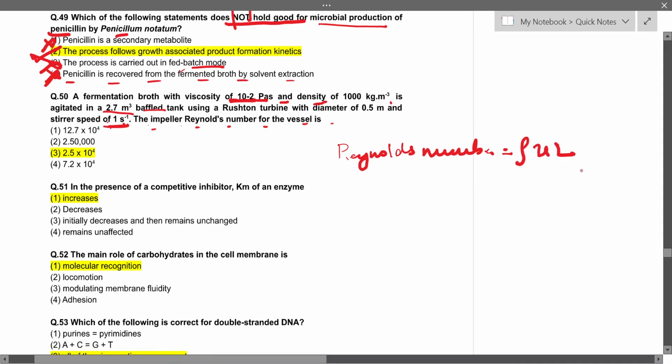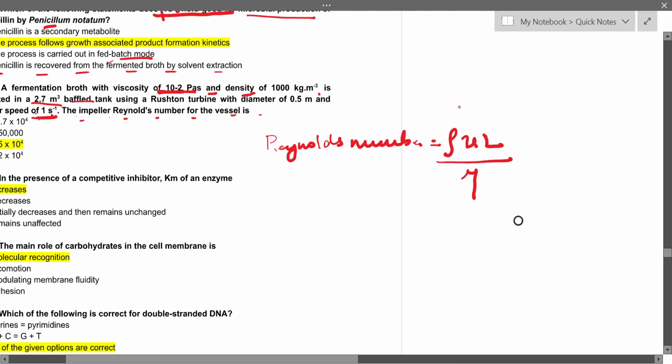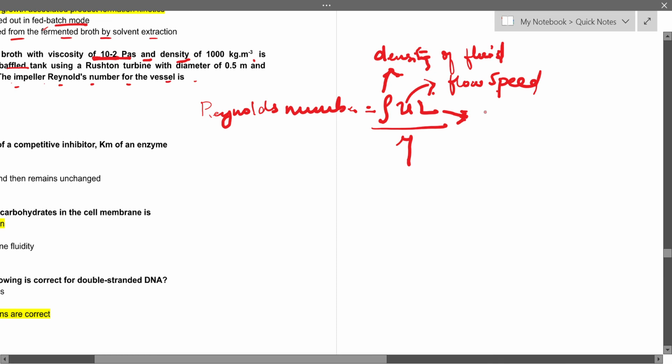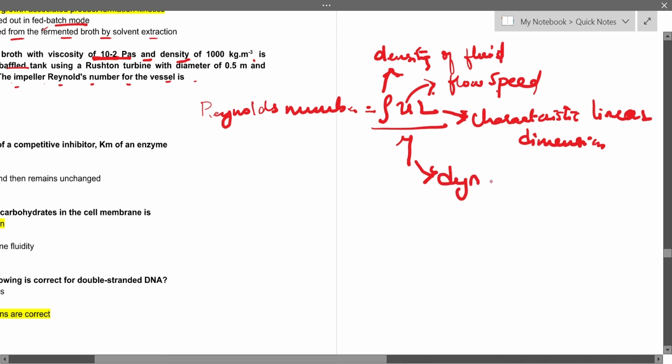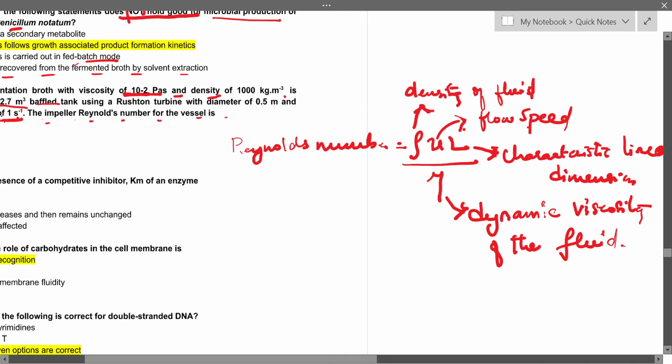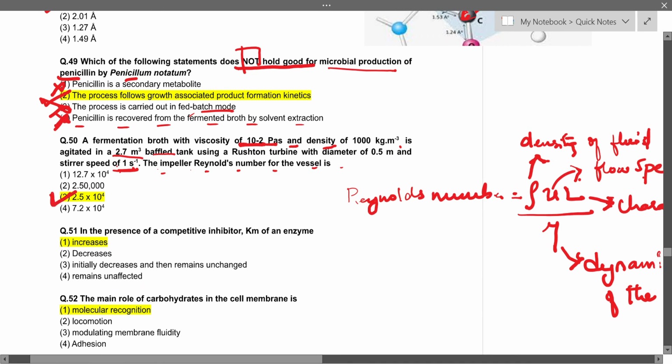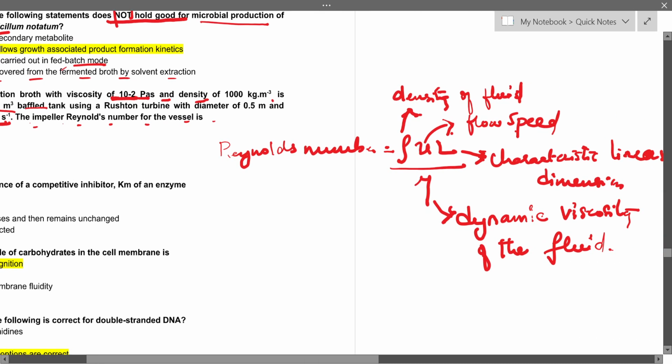UL divided by mu, where rho is equal to density of fluid, U is equal to flow speed, L is equal to characteristic linear dimension, whereas mu is equal to dynamic viscosity of the fluid. Okay, so when we substitute all of these values, we get the answer as 2.5 into 10 to the power 4. So you can note down this formula and you can easily solve it.